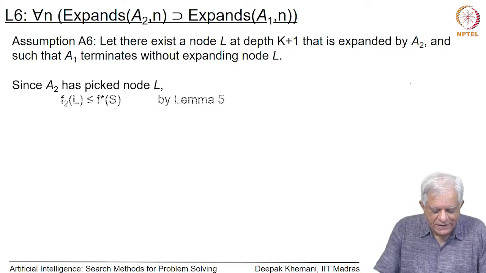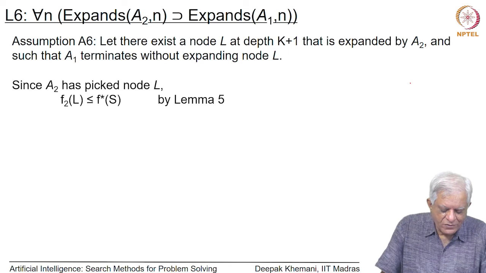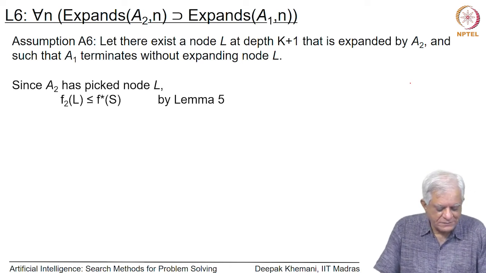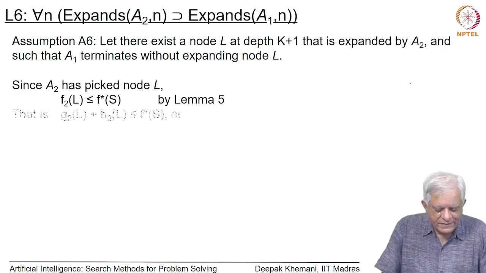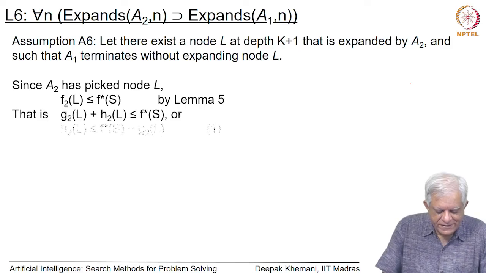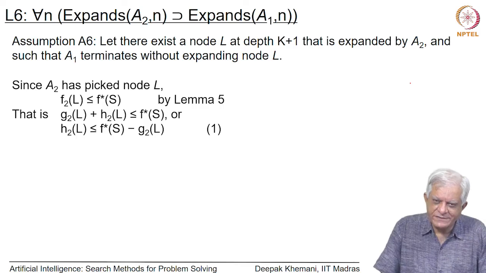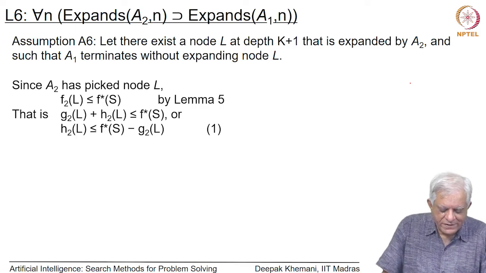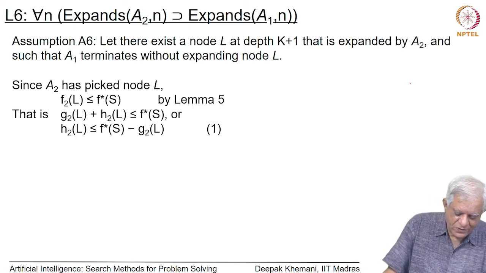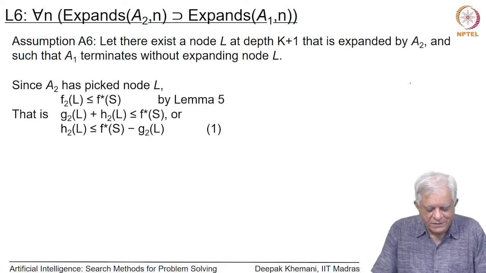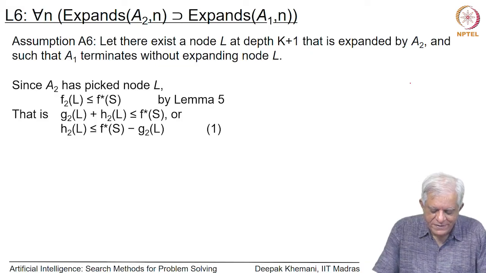A2 has picked this node L, which means its f value must be less than or equal to the optimal cost, as stated by lemma 5. Which means that its g plus h value, G2 of L plus H2 of L, is less than or equal to f star of S, and we can rearrange this inequality to say that the heuristic value H2 of L must be less than or equal to the optimal cost f star of S minus G2 of L.